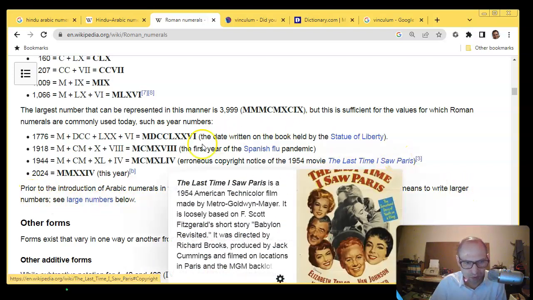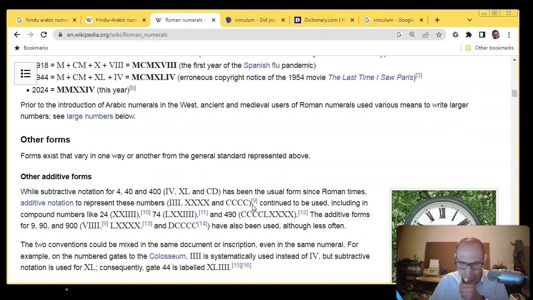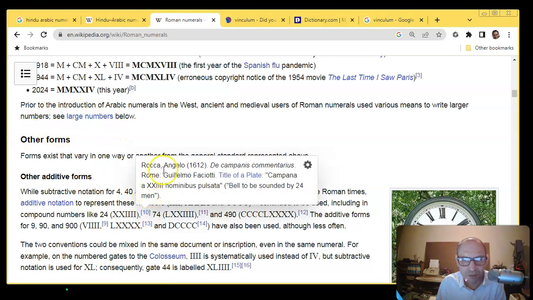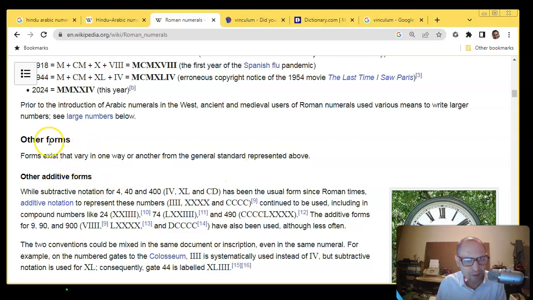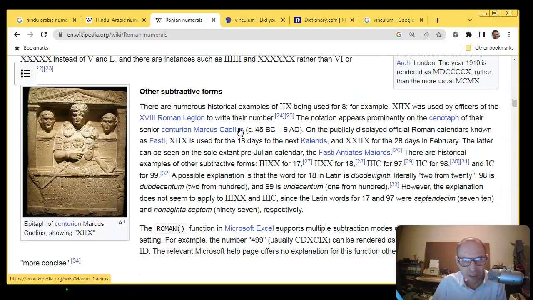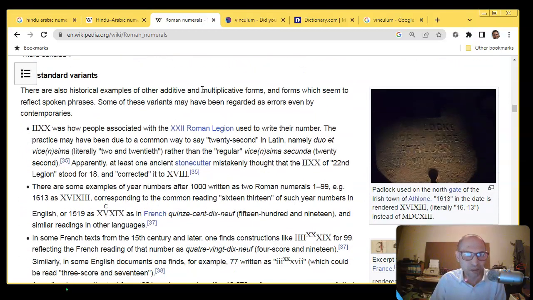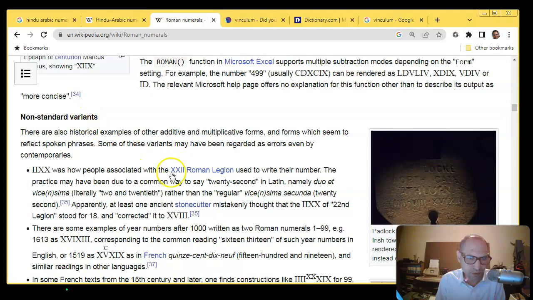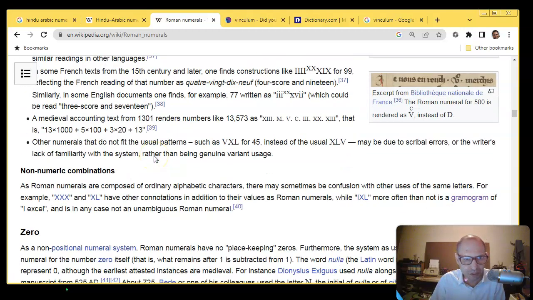And so essentially, the larger numbers we will see about essentially how we can do that. And then other forms exist that vary in one way or another from the general standard represented above, which is not important in our discussion right now. So we can essentially forget about these. And then there are other subtractive forms, that is, some forms other than the standard form. And then there are also the non-standard variants, which is again not important in this discussion.